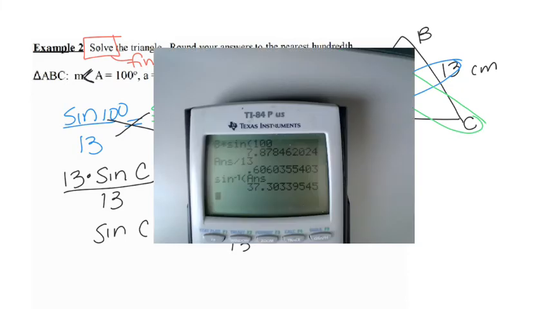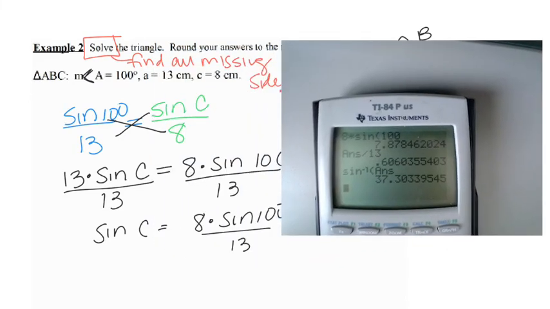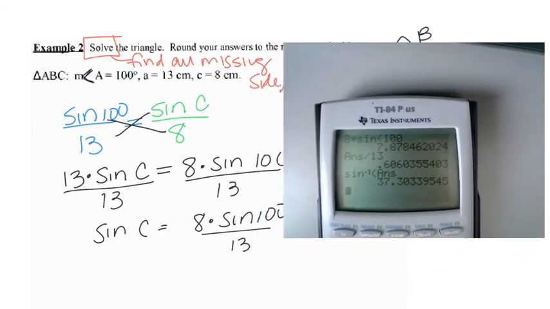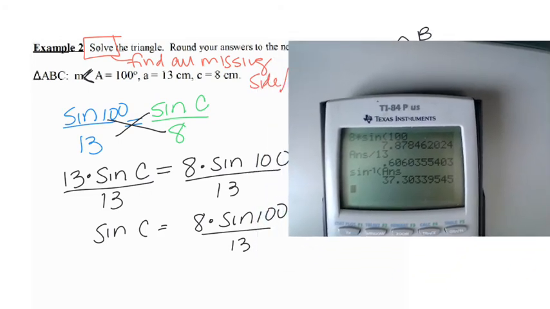Guys, I tried to record a video of me typing into my calculator, but that didn't work. So I took a picture of this calculator to show you what I did. First I did 8 times sine 100, and then I divided by 13. The big deal was that I wanted to hit sine inverse, and then I used this answer button to plop all this in for me, because I need to take sine inverse of sine of C to get what C equals, because these undo each other. So I got C equals 37.